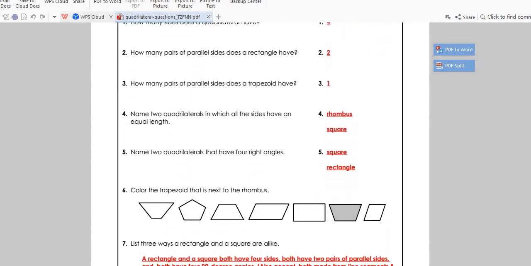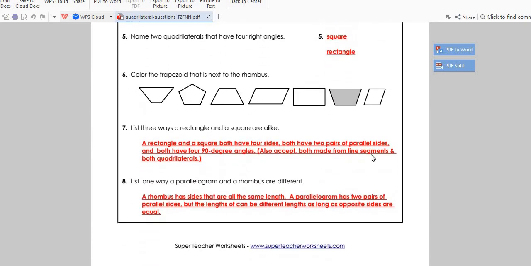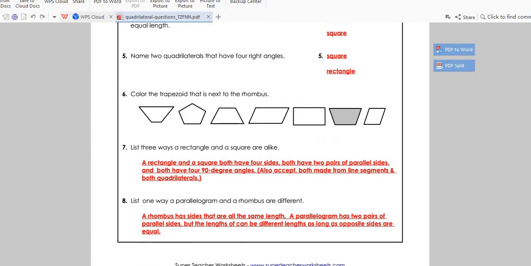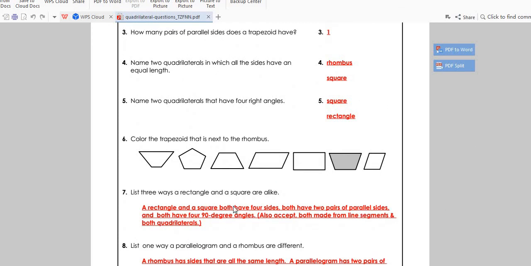Okay, let's see together. A rectangle and a square both have four sides, both have two pairs of parallel sides, and both have four 90-degree angles. Also, both are made from straight line segments and both are quadrilaterals. Okay, list one way a parallelogram and a rhombus are different.